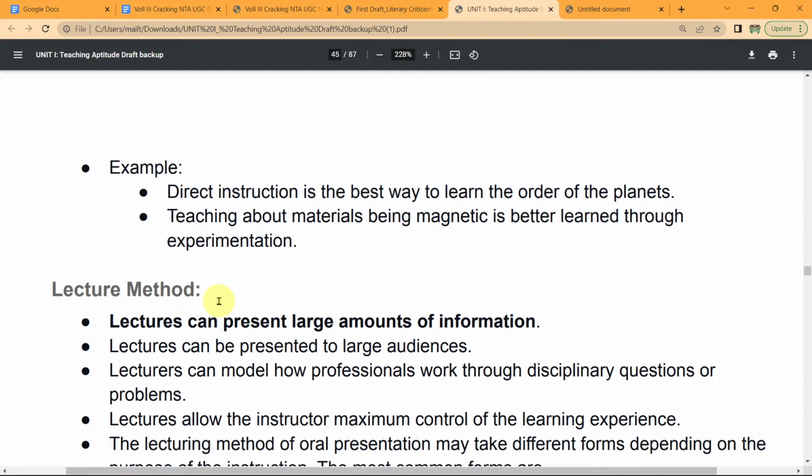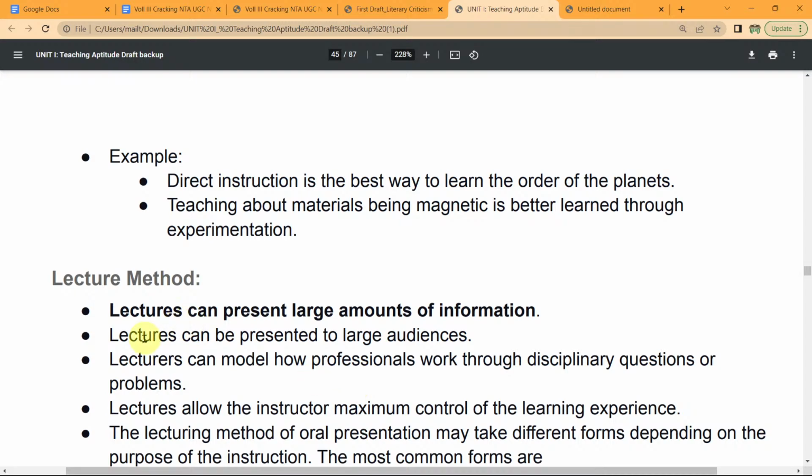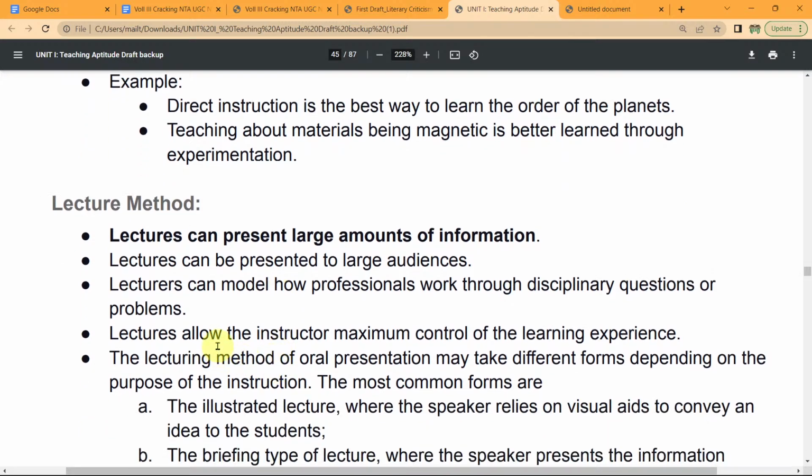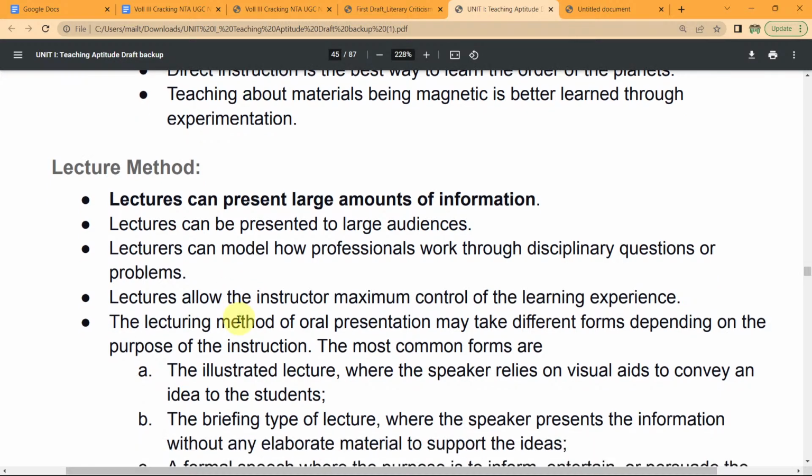So what is the lecture method? The teacher gives a large amount of information in front of the class, where students participate. Remember, a lecture can be presented to large audiences. A lecture can model how professionals work through disciplinary questions or problems. I hope you understand the lecture. It is simple, what you see in colleges and universities. Got it?